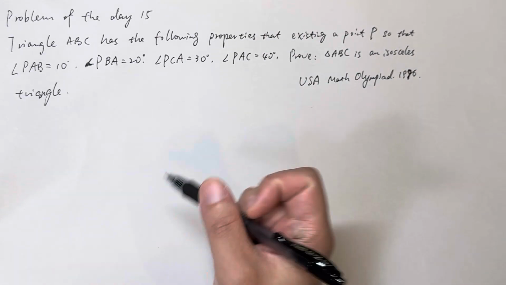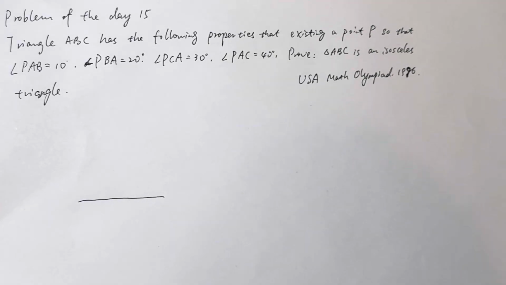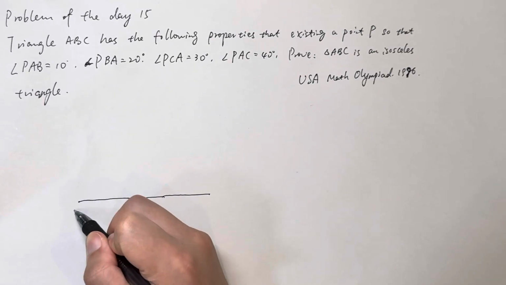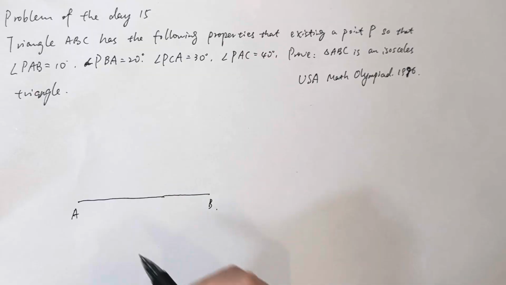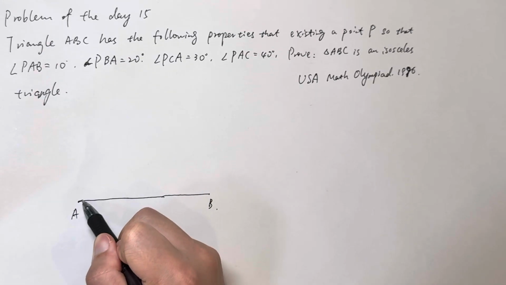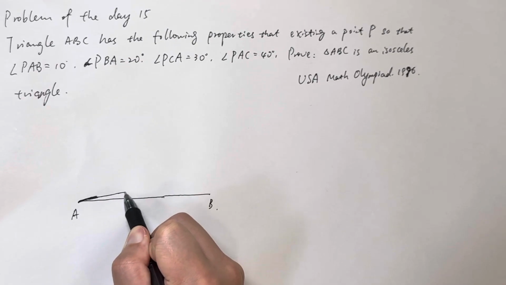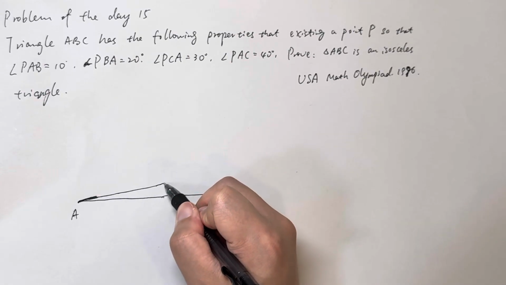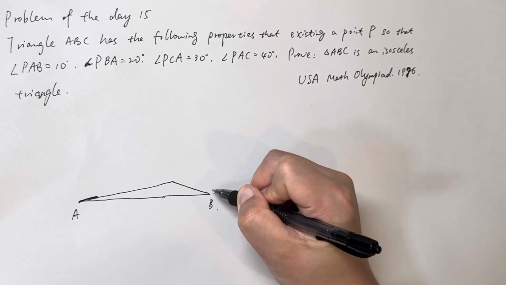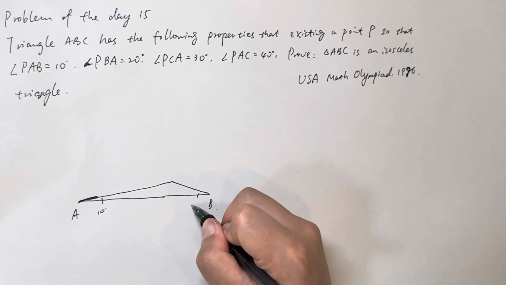PAB equals to 10 degrees. So let's just draw AB here first. Okay. Let me make it larger. So AB here. So we know that angle PAB equals to 10 degrees. It's pretty small angle, right? And angle PBA equals to 20 degrees. So look like this. This is 10 degrees. This is 20 degrees.